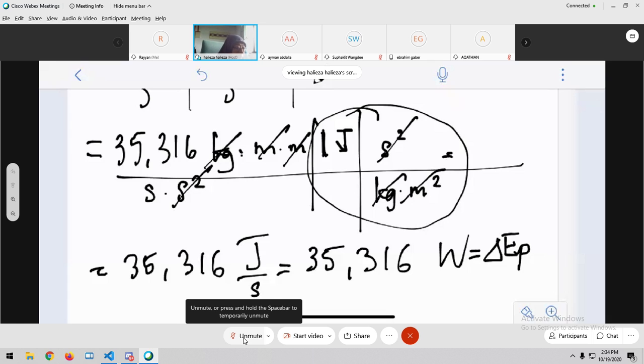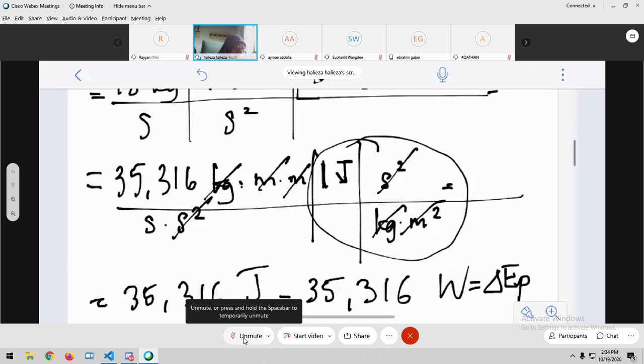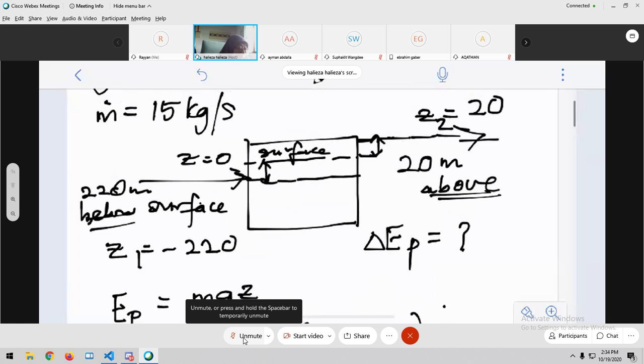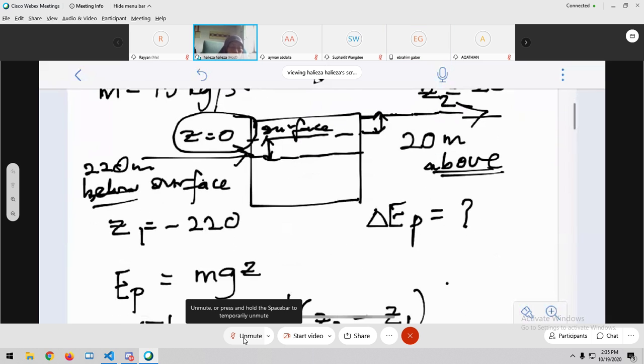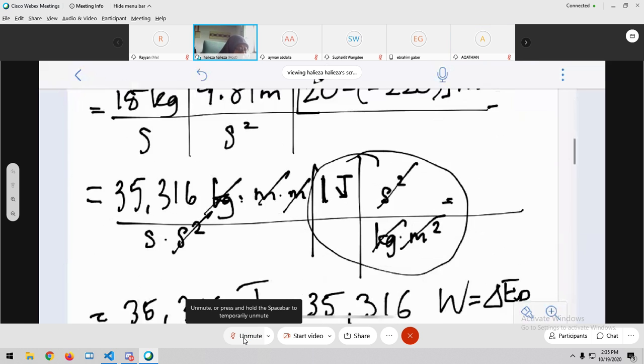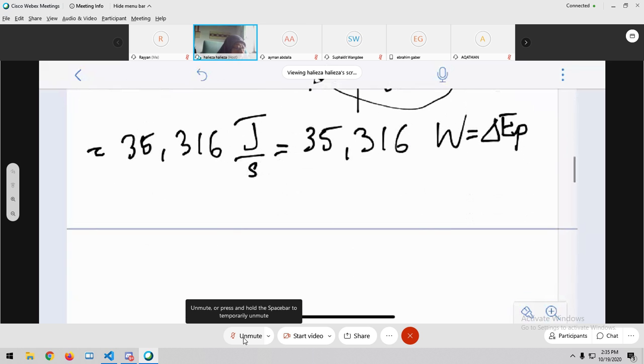Any questions on this problem? It's just a calculation of potential energy. You need to know where your reference state is, when z is equal to 0. And when you do this problem, please specify your basis. I forgot about that. Your basis is going to be that 15 kilogram per second of whatever substance this is, crude oil. You need to specify your basis. Any questions? No? Good. That's easy because it is just a simple calculation of potential energy.